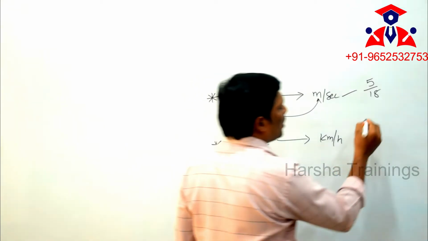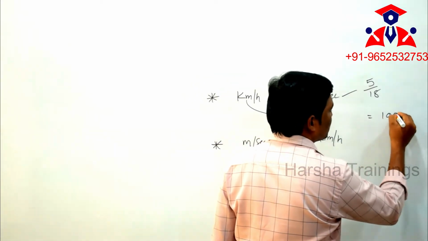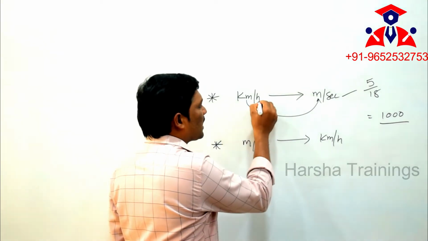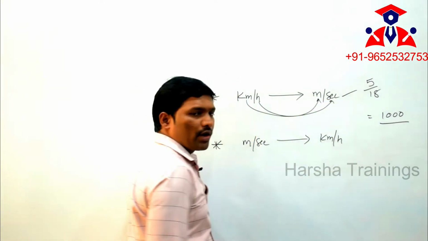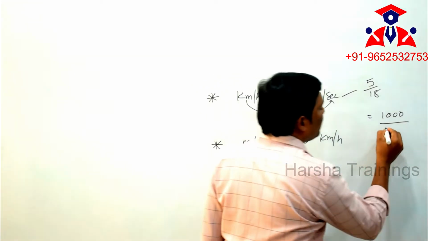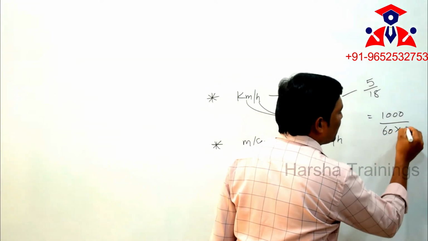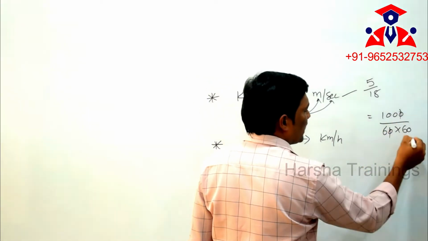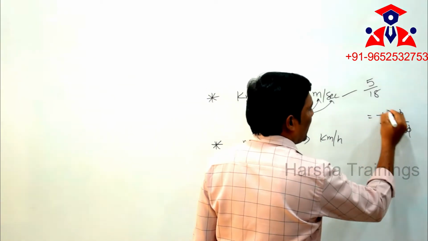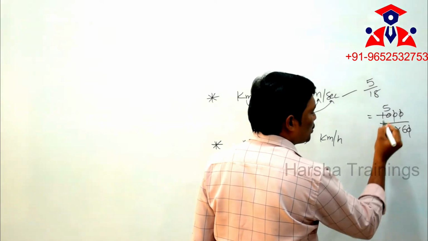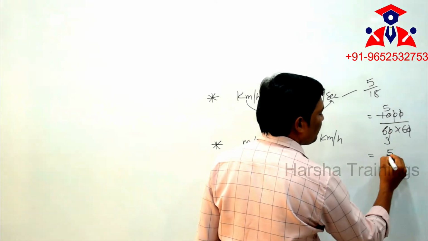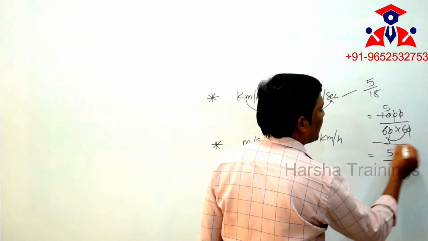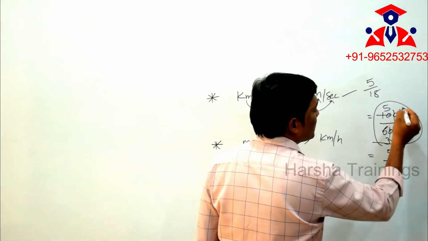1 kilometer is equal to how many meters? 1000 meters. Next, convert hours to seconds. 1 hour is equal to how many minutes? 60 minutes. 1 minute is equal to how many seconds? 60 seconds. Zero cancels, again zero cancels. Then two 5s are 10 and two 3s are 6, so the numerator is 5. The denominator is 3 into 6, 18. Every time 1000 by 60 into 60.